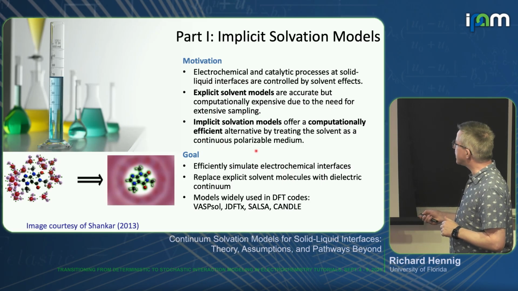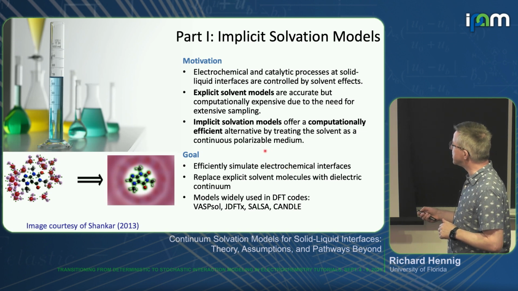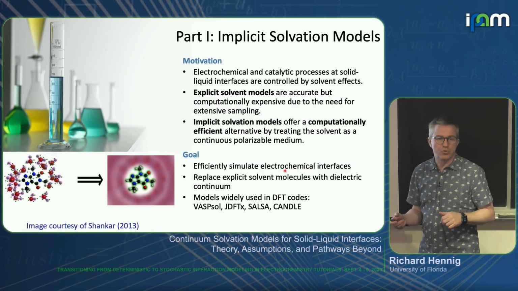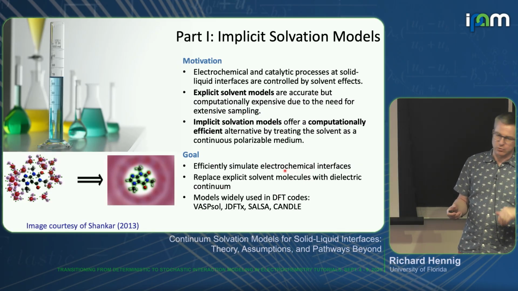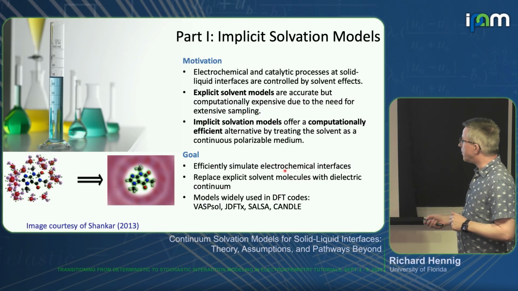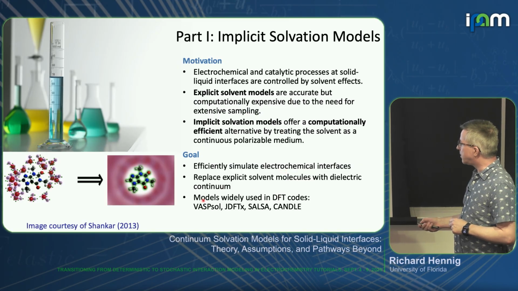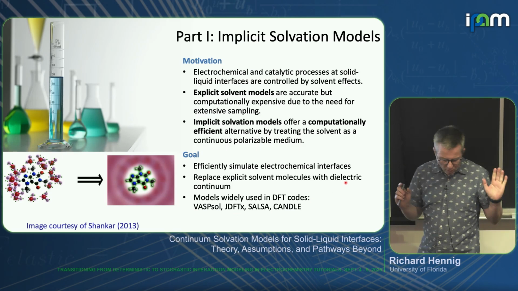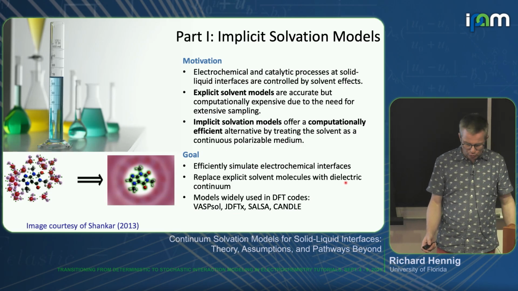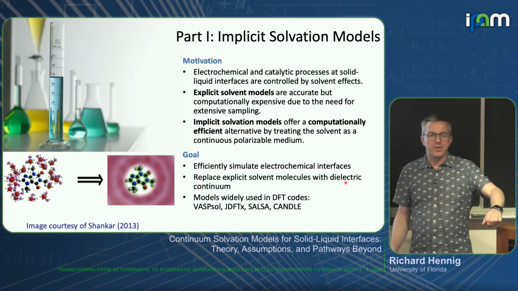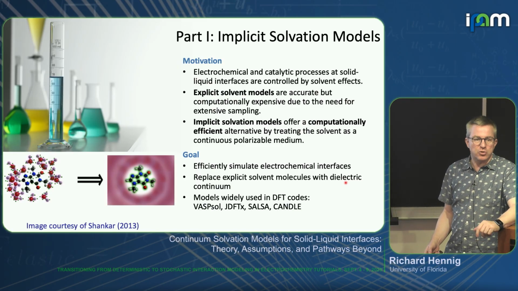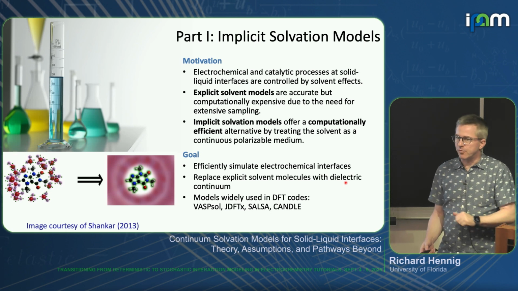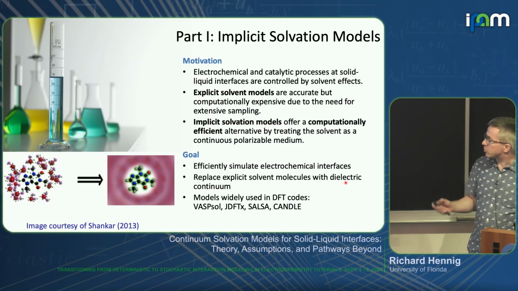So we want to efficiently simulate electrochemical interfaces. So we've got to have electric fields in there, we've got to have the continuous polarizable medium in there. Electrochemical interfaces aren't just pure water, there are always ions in solution, and we've got to deal with those as well. The models that are built based on those kinds of ideas are VASPsol, JDFTx, SALSA, and CANDLE, which are parts of JDFTx. And then there's a whole zoo of solvation models, which I don't list here. I mention a few later on, which are in quantum chemistry methods. Gaussian has a whole bunch of those implemented, etc. If you have specific questions, I'm happy to talk, but I'm going to focus on a subset of them today.